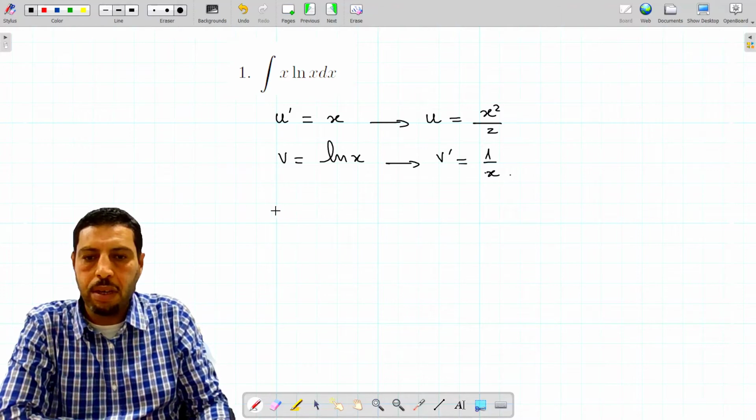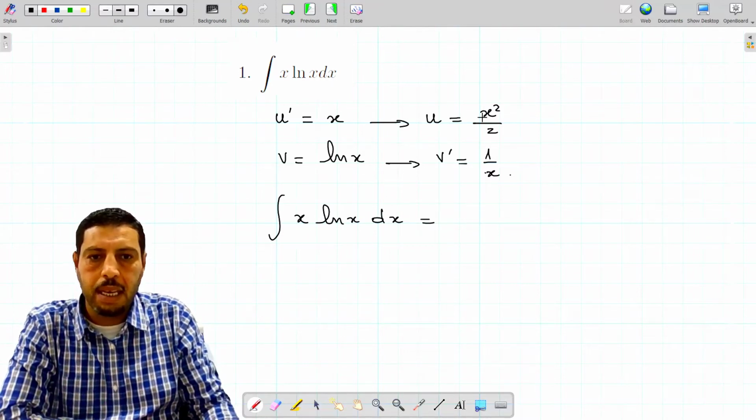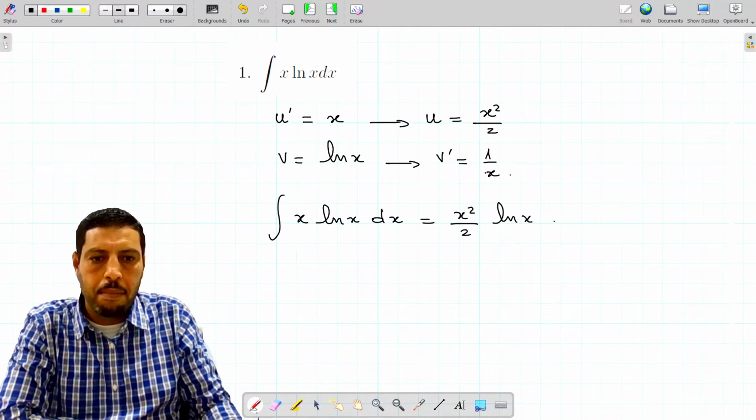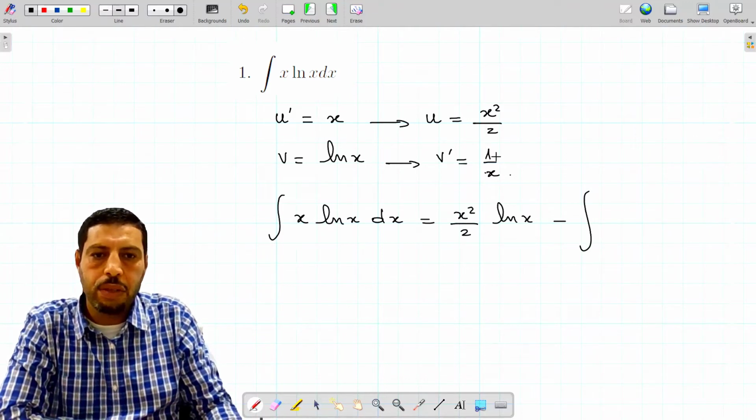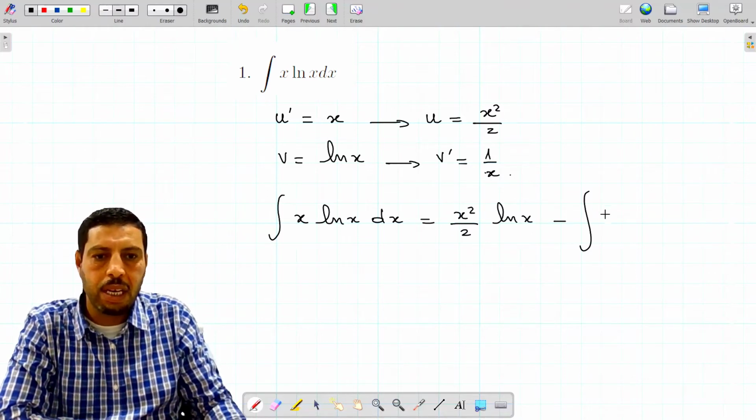Now you apply the rule. So the integral of x ln of x, which is u prime v, is equal to u times v. It means x squared over 2 times ln of x. So it's equal to x squared over 2 ln of x minus the integral of u times v prime, and x squared over 2 times 1 over x. You can cancel the x. It means simplify by x. You will get x over 2 dx.